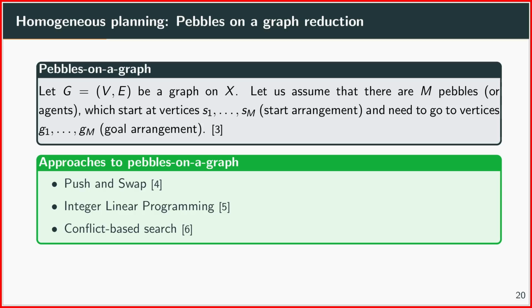Okay, and here again is the definition of pebbles on a graph. You have this graph on x, and you want to move m pebbles from start vertices S1 to Sm to goal vertices G1 to Gm. There are multiple approaches to pebbles on a graph. I just wanted to mention three: push and swap, integer linear programming, and conflict-based search. They are all good approaches. Today I just wanted to focus on one, because it's, I would say, the most widely used one for this problem, which is conflict-based search.